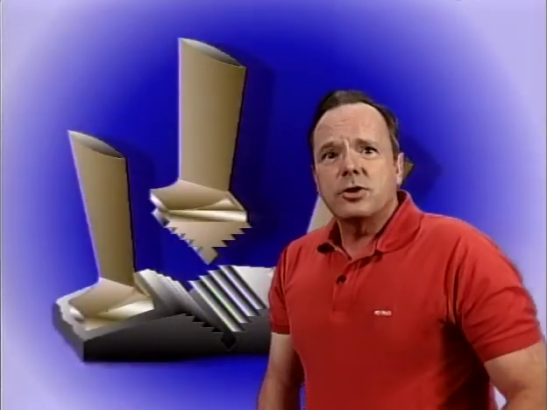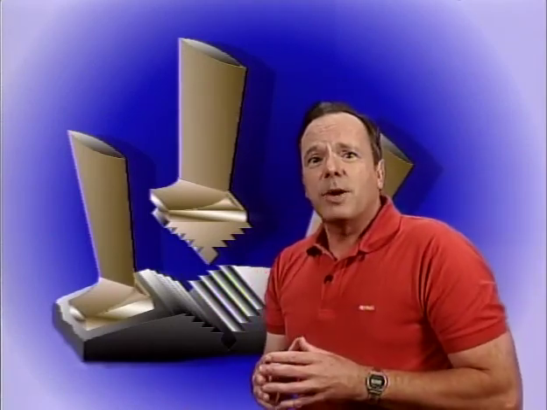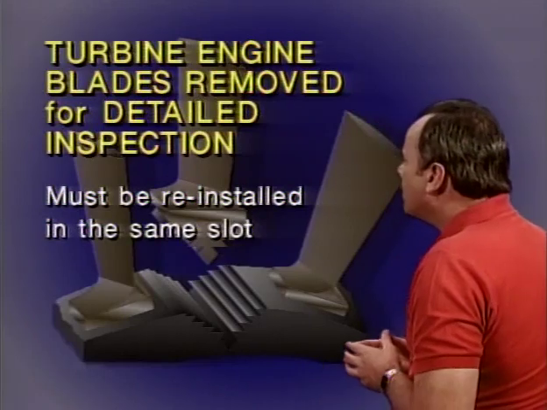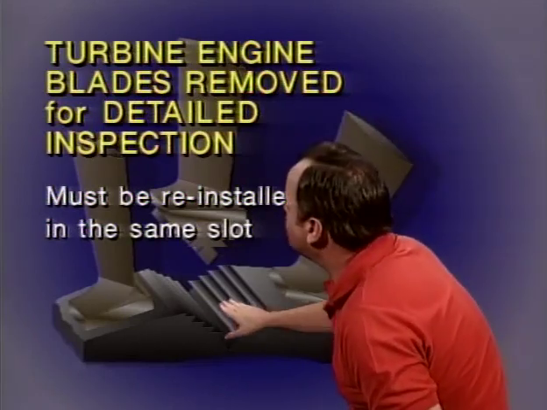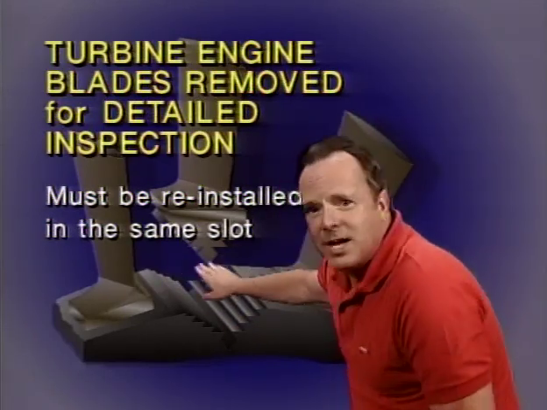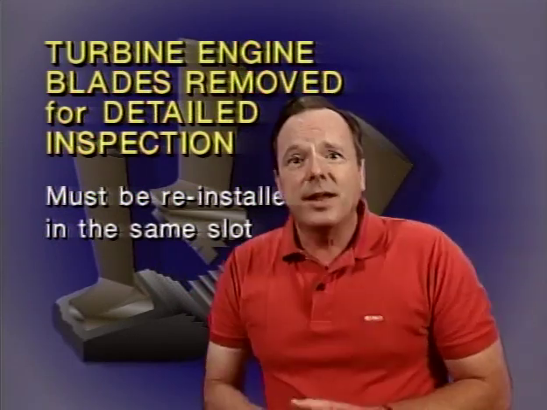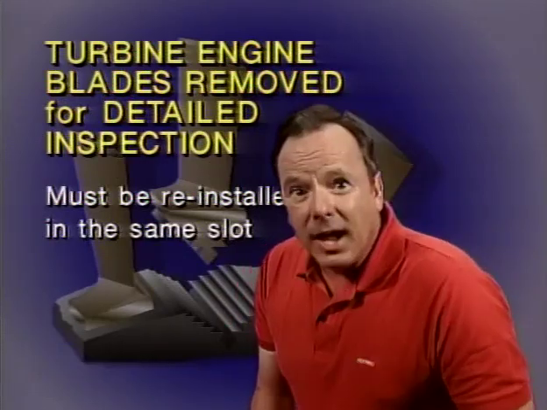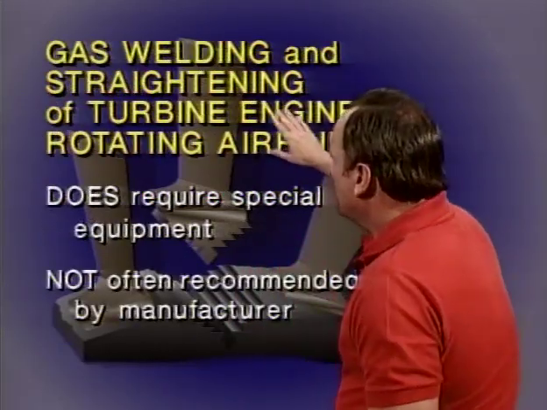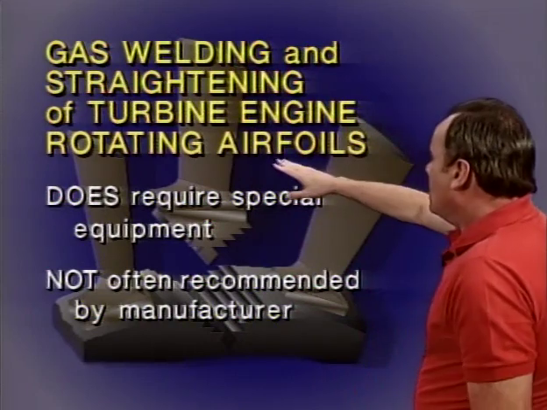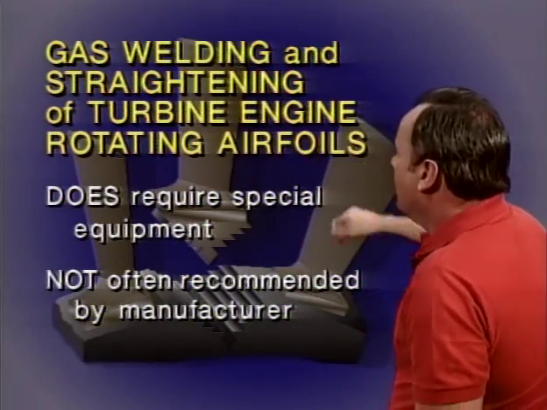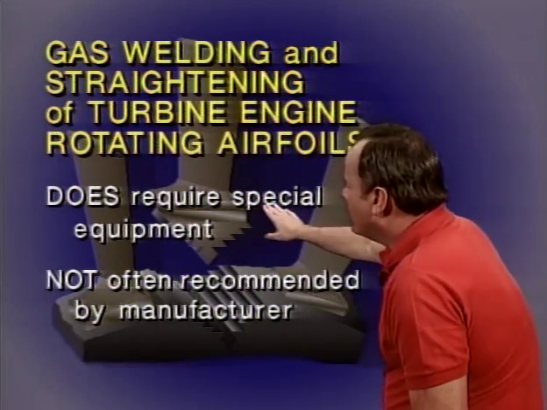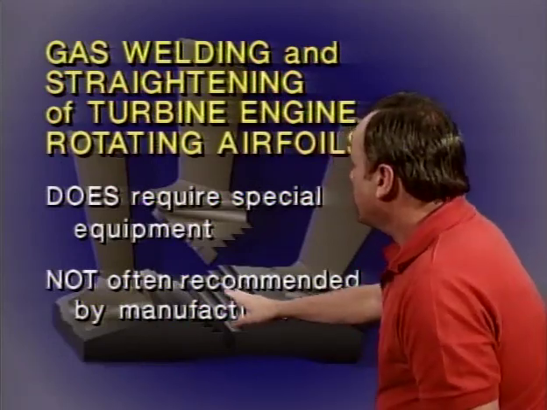Now, turbine engine blades, if they are removed for a detailed inspection, must be put back. Where do you put them back? In the same place you took them away from, in the same slot. And the reason for that is to maintain engine balance. Now, gas welding and straightening of turbine blades, these rotating airfoils, as they call them in the turbine engine, does require special equipment and is not often recommended by the manufacturer.